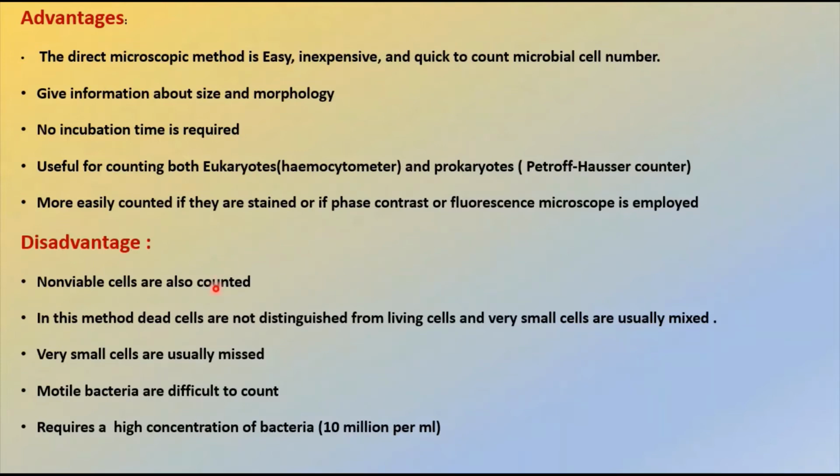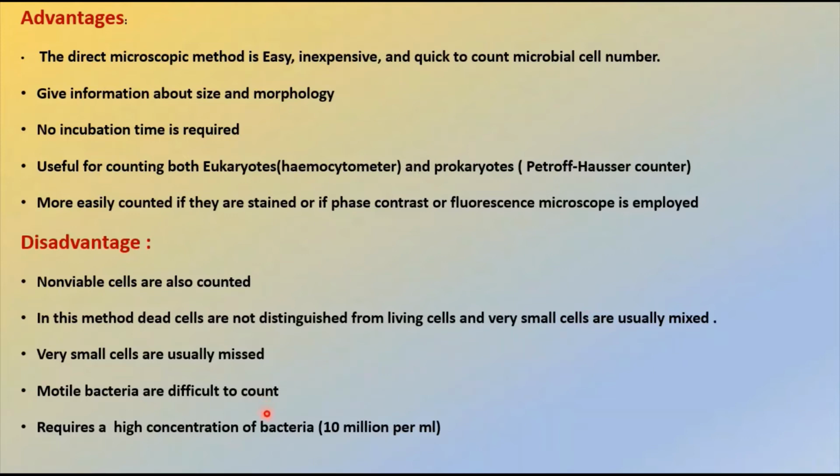Then coming to the disadvantages, we are going to count both the viable and the non-viable. So we cannot differentiate whether they are going to be viable or non-viable. So in this method, dead cells are not going to be distinguished from living cells, and very small cells are also usually mixed. That means we usually miss counting these very small cells.